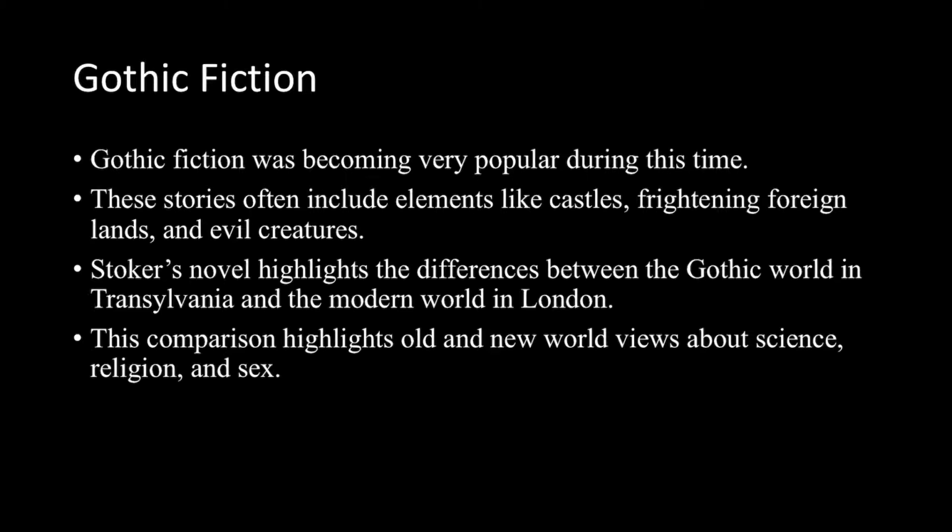This book also belongs to a wider genre called Gothic Fiction, and Gothic Fiction, particularly at this time during the Victorian era, was incredibly popular. These stories often included elements like castles, especially castles which have seen their heyday and are decaying, frightening foreign lands and evil creatures, all of which feature in Dracula. And Stoker's novel highlights the differences between the Gothic world in Transylvania and the modern world in London. This comparison highlights old and new worldviews about science, religion and sex.